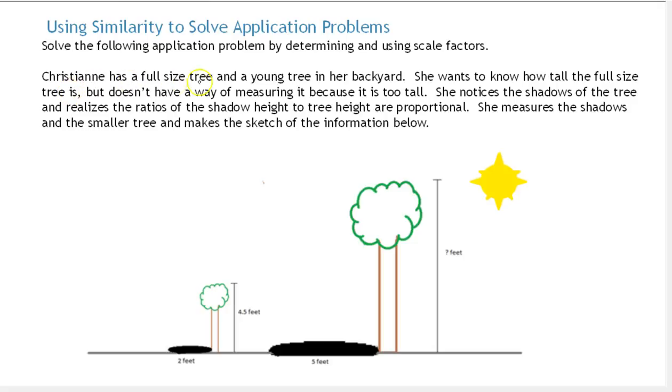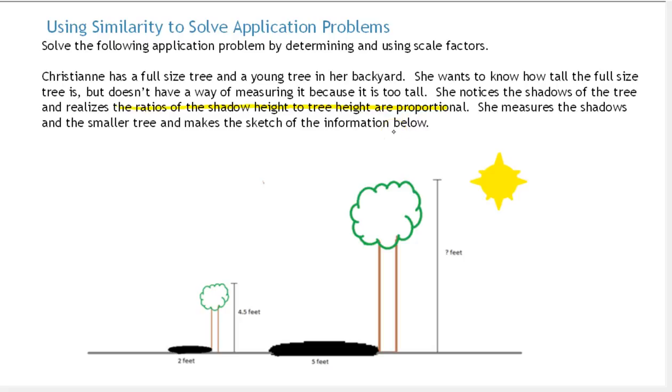Christiane has a full-size tree and a young tree in her backyard. She wants to know how tall the full-size tree is, but doesn't have any way of measuring it because it is too tall. She notices the shadows of the tree and realizes the ratios of the shadow height to the tree height are proportional. Let's highlight that. She measures the shadows and the smaller tree and makes a sketch of the information below.